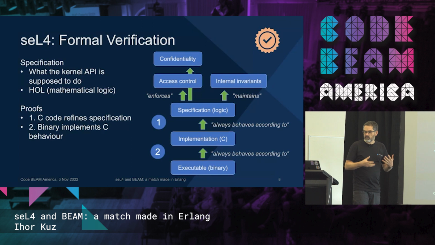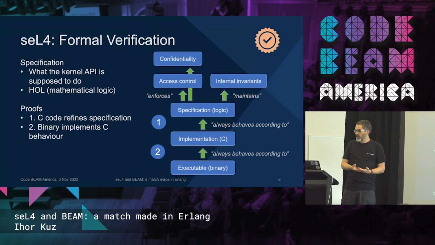So we have a proof that the binary implements the C behavior. So we take the binary, we have a mathematical representation of what the binary does, we have that C representation, and we can prove that the binary does what the C does. And so if you combine those two, you can now say the binary does what the specification does. And so you've got this proof going all the way down to the binary.